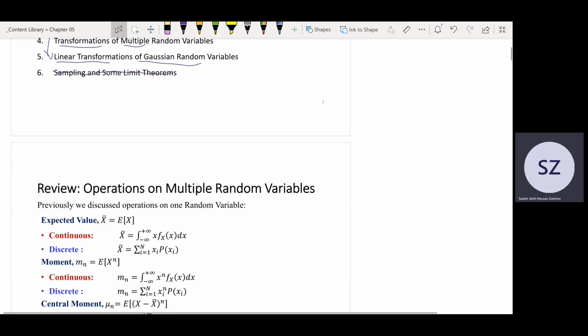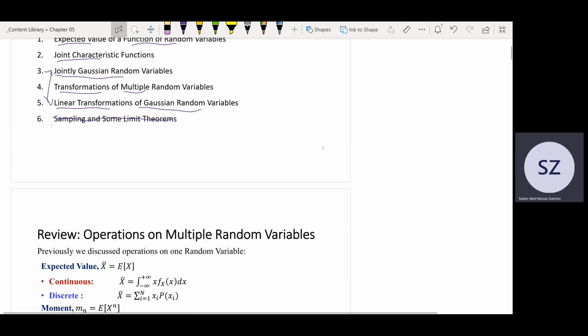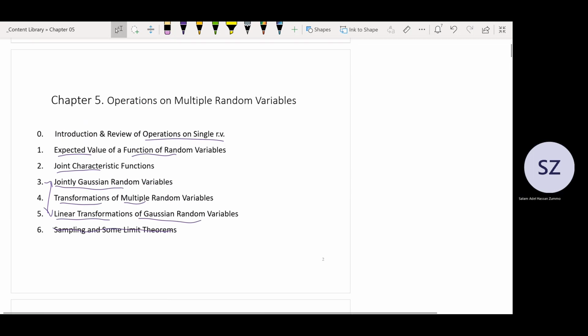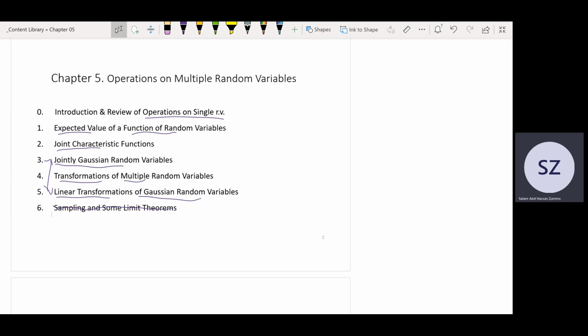Okay, let's talk about the next chapters. Chapter 1 was the introduction. Chapter 2 was single random variable, with PDF, definition, and so on. Chapter 3 was operations on a single random variable. Chapter 4 was two random variables, with the PDF, definition, and so on. And then Chapter 5 is the operations on random variables and more. And this is basically the outline.